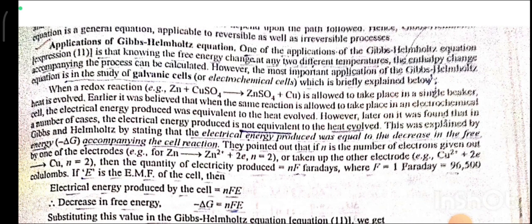Application of the Gibbs-Helmholtz equation. One of the applications of the Gibbs-Helmholtz equation is that, knowing the free energy change at any two different temperatures, the enthalpy change accompanying the process can be calculated. However, the most important application of the Gibbs-Helmholtz equation is in the study of galvanic cells, which is briefly explained below.